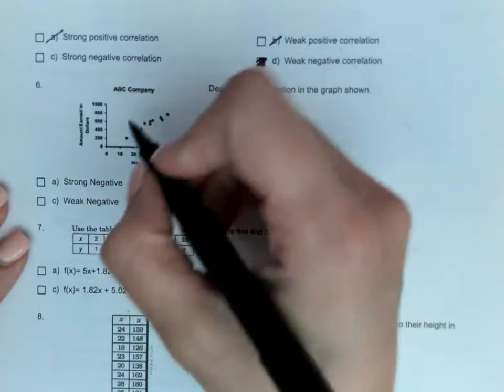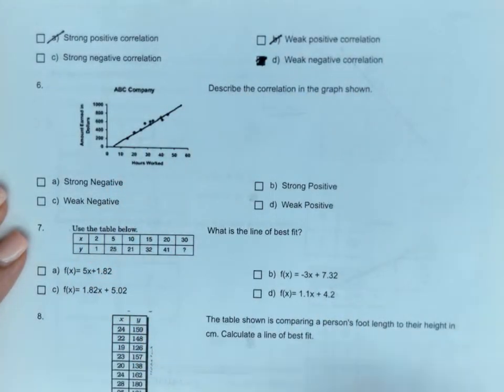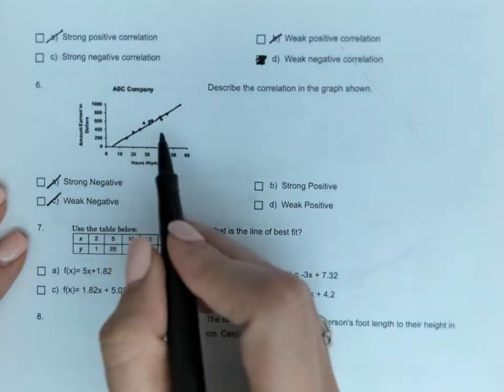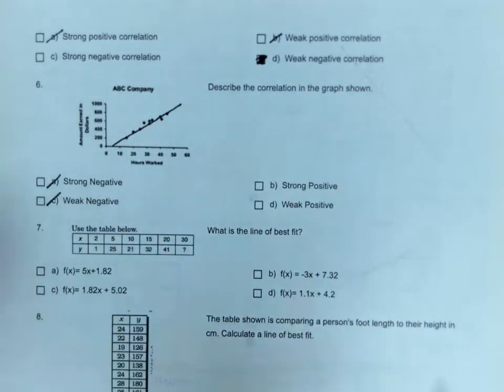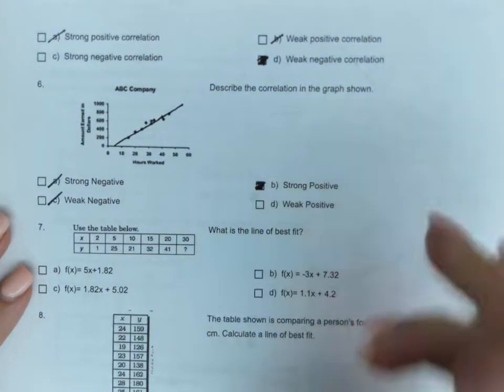Describe the correlation of this graph shown. So if I drew my trend line, that is positive because it's going up, so it's not A or C. And those dots are very close to the line. So the magnet is pulling all those dots close together, so that is a strong correlation.